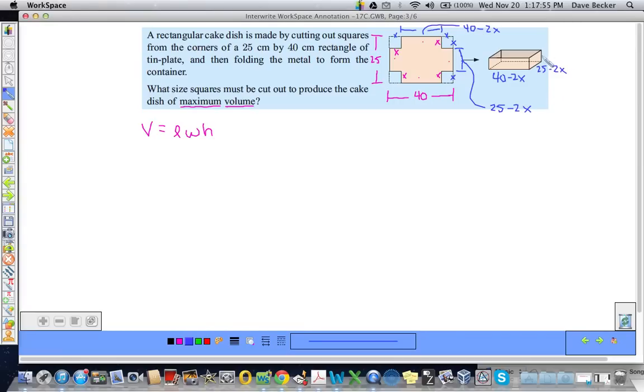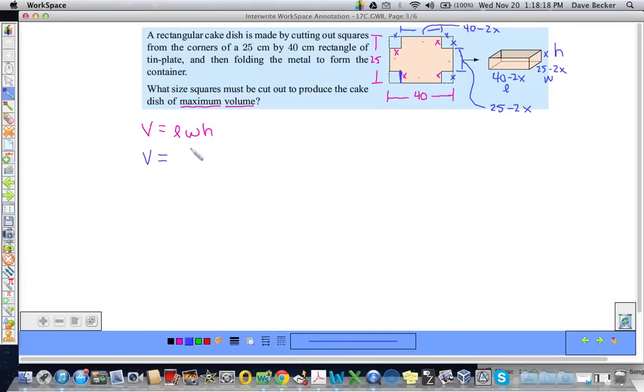Well, what's this height? Well, think about it. If this length right here is x, and I fold up this tab, it's going to be x centimeters height. So I have my length, I have my width, and I have my height, which I can replace in this wonderful formula.